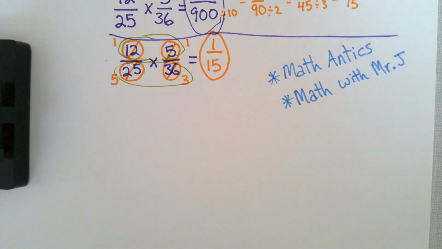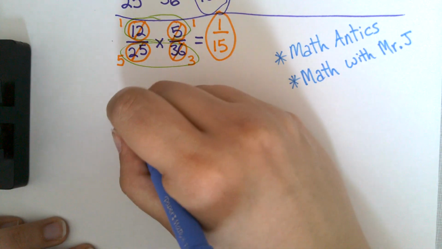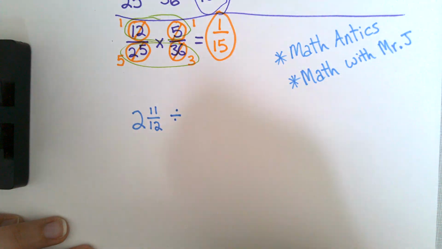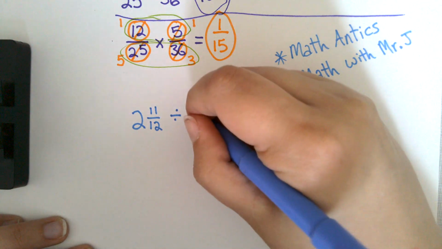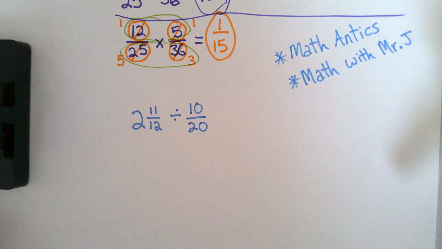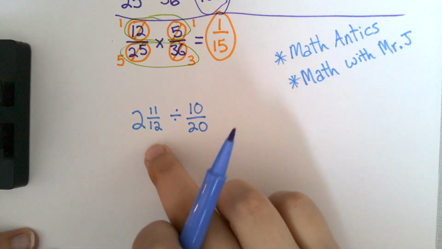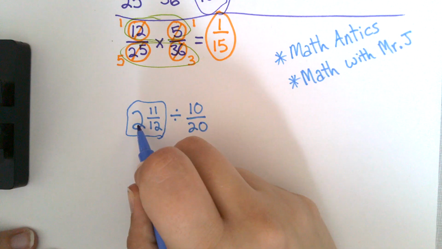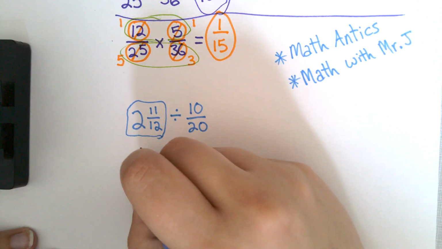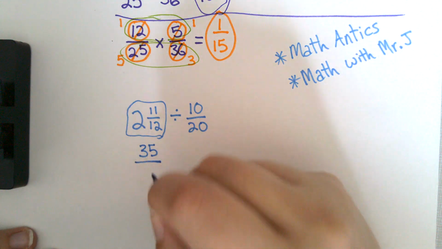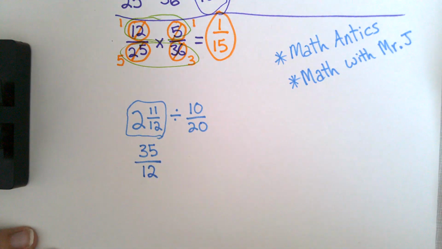Okay, but let me do one more problem real quick. Let's do a division problem. So if I had something like 2 and 11 twelfths divided by 10 20ths. Well, the first thing I need to do is make sure that both of these numbers are fractions. So I'll need to change this mixed number into a fraction. 12 times 2 is 24, plus 11 is 35. And then the denominator stays the same.